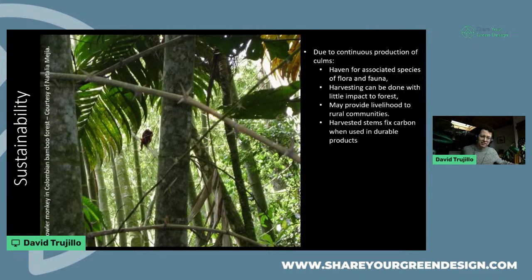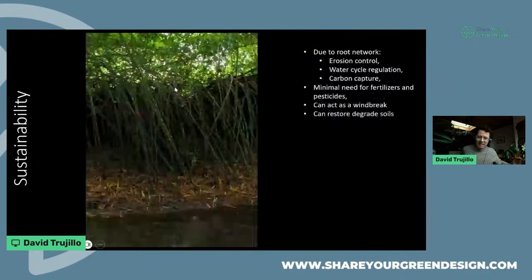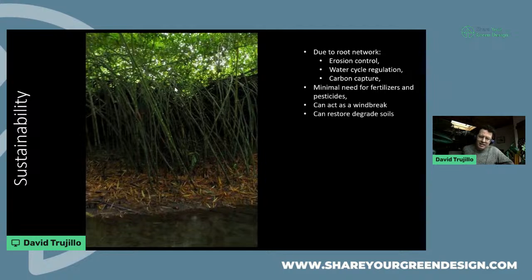So one of the things that's very appealing about bamboo is that it has the potential to be a great carbon sink. It has other really interesting characteristics. Its root system helps to stop erosion. It helps regulate the water cycle. A lot of the carbon sinking is happening at the soil level, so that's where it needs to be considered. It doesn't need many pesticides or fertilizers. It can act as a windbreak, and it can restore degraded or polluted soils. So bamboo has a lot of powerful qualities in terms of its role in the environment.